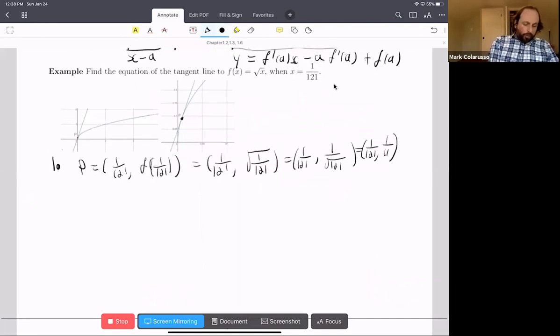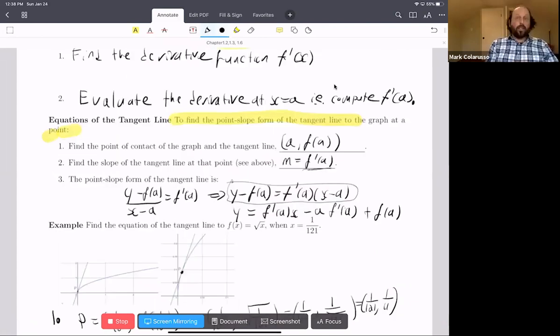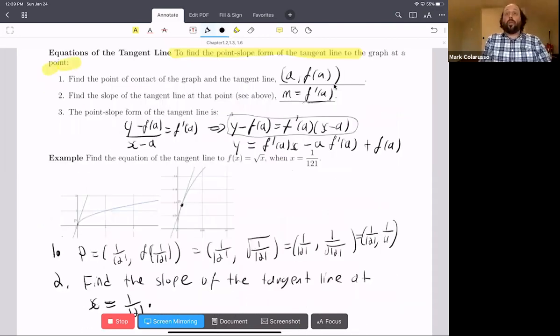And now the second one is to find the slope of the tangent line at x equals 1/121. To do this, we have to go back to this program where we need to find the derivative function, or the function of slopes for the root function, that will return to us at every x the slope of the tangent line at that corresponding x. And then we need to evaluate it at the point in question, which is 1/121.